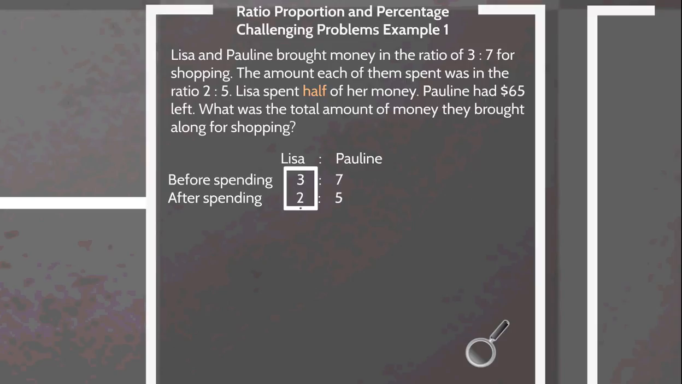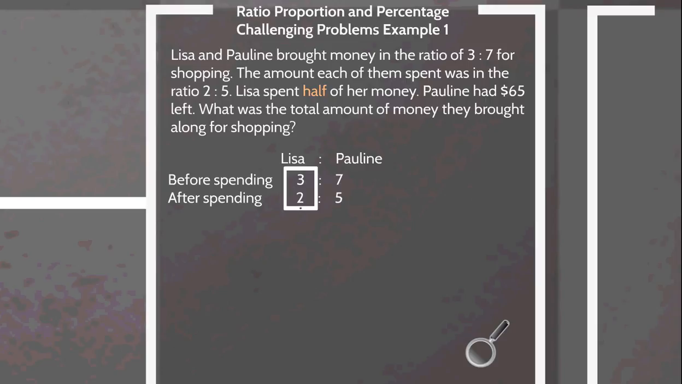Before, she had 3 units representing the amount of money she had, and afterwards she had 2 units representing the amount of money she had left. Now this doesn't look very much like half. So it would be very good if we can make the units half, for example, if 3 can be 12 and 2 can be 6. That would be an ideal number, right? 12 and 6. Before, we'll have 12 units, and then after that we have 6 units for Lisa.